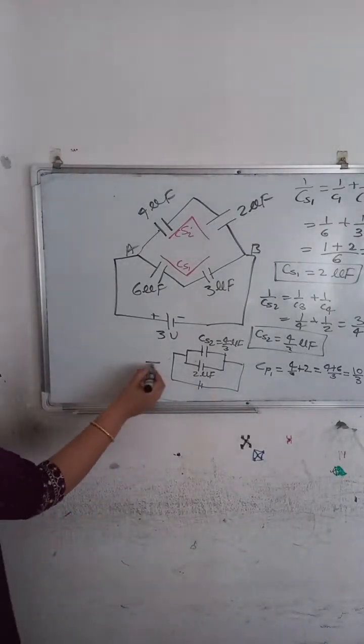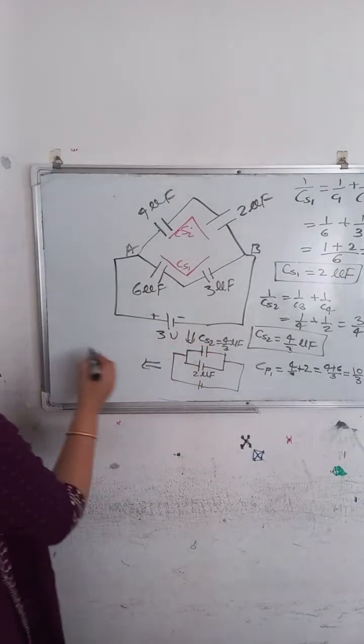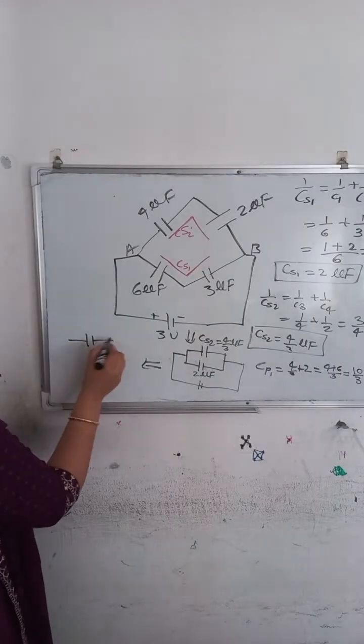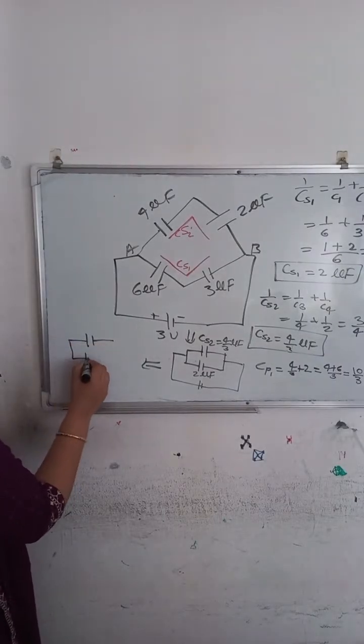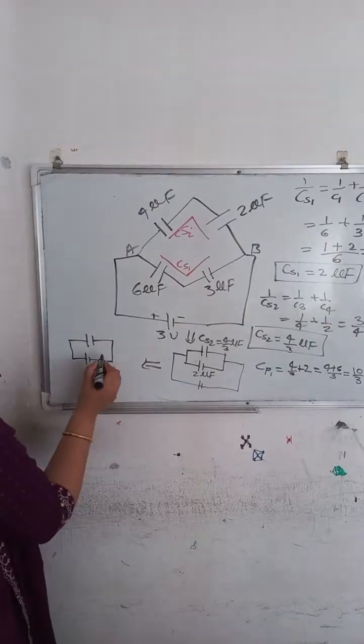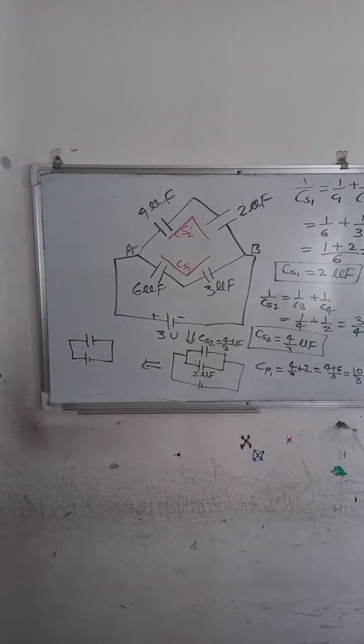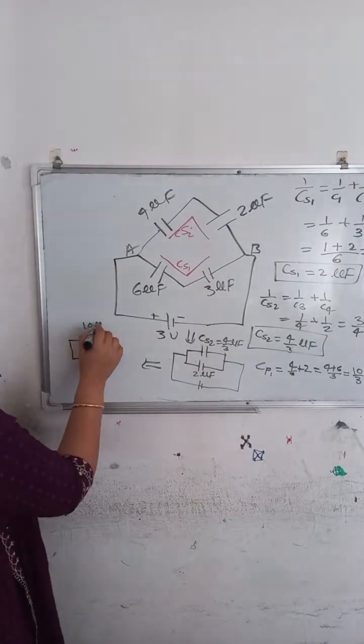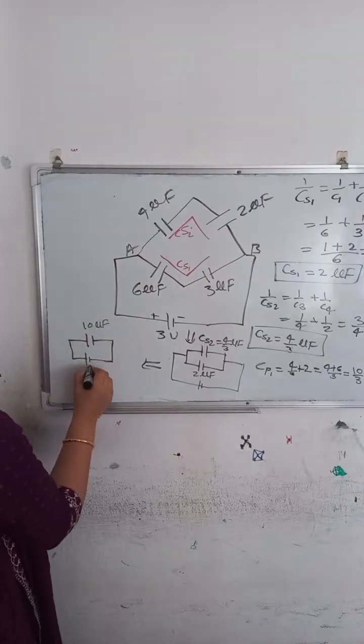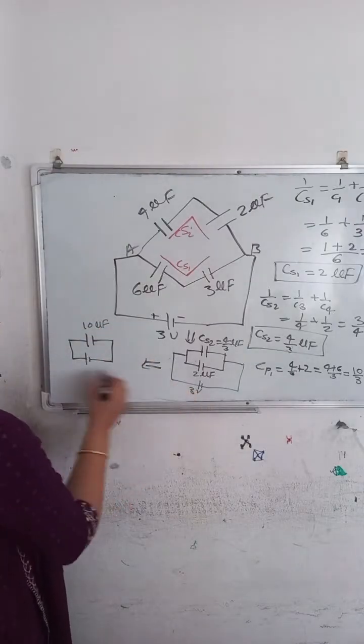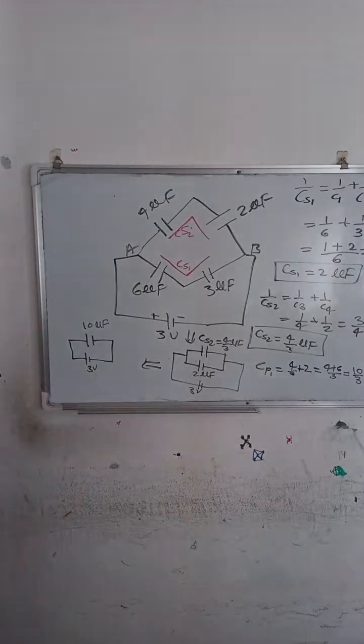So again I will reduce this diagram. Try to draw the diagram, then only we will come to know up to which point we are able to solve. So now this is 10 by 3 microfarad and 3 volt is there. Now you can find out the charge.